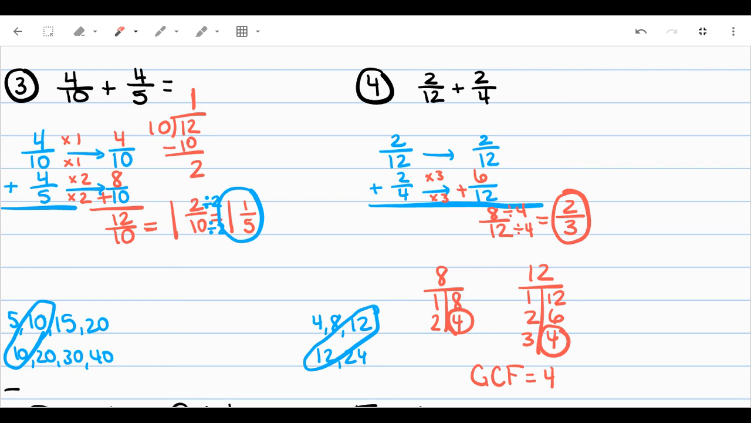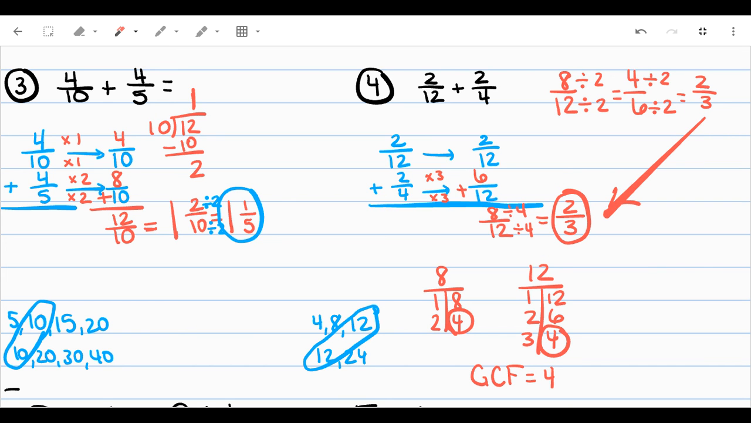If I wasn't sure, but I saw that 8/12, they were both even, so I divided by 2, and I got 4/6. And I saw, 4 and 6 are both even, so I can divide by 2 again, and I get 2/3, which is the same answer.